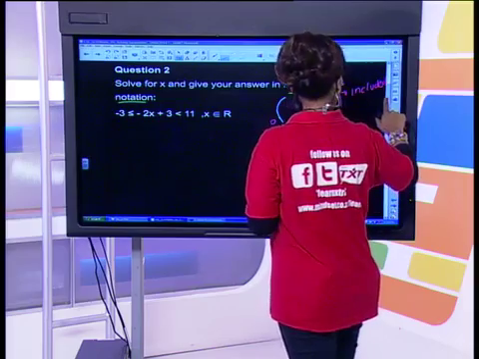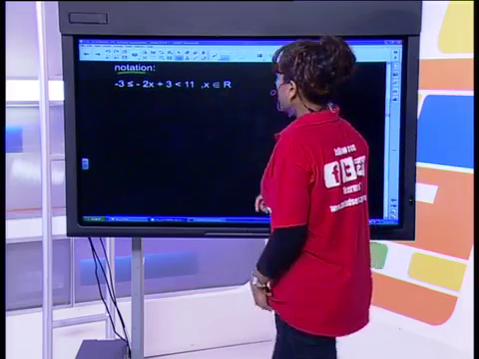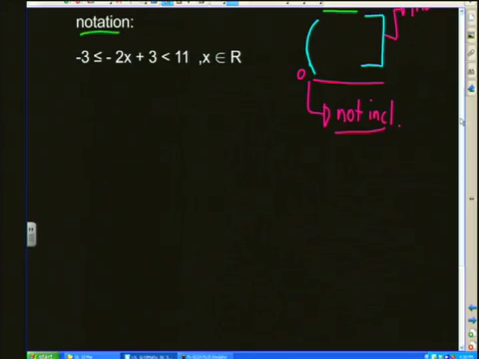All right, let's have a look at this question. We've got to solve for x. We've got -2x plus 3 greater than or equal to -3 and less than 11. They tell you x is an element of reals. They tell you you're going to use interval notation, so that's fine.